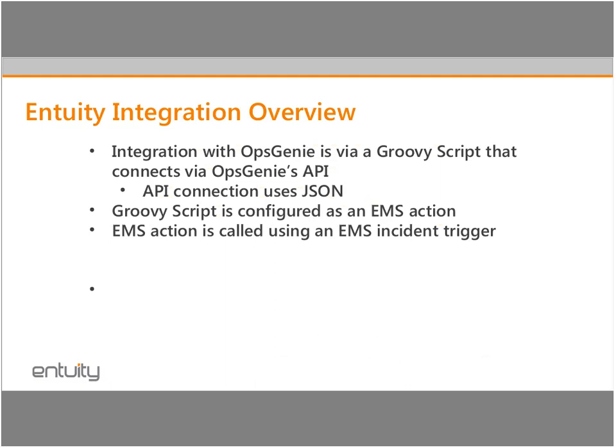A quick overview of how Entuity integrates with OpsGenie. The integration is via a Groovy script that connects via OpsGenie's API. This Groovy script was written by Entuity, and it leverages an API connection. The API connection itself uses JSON, so everything is JSON formatted. Basically, from the Entuity server side, there's a Groovy script that's configured as an EMS action, and then this EMS action is called using an event management system incident trigger.